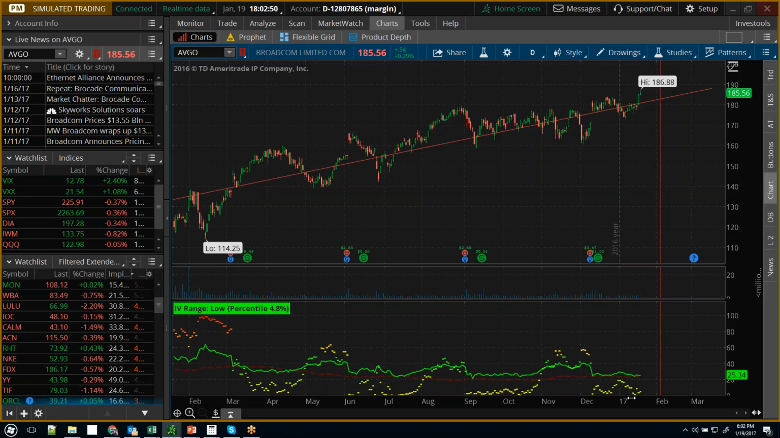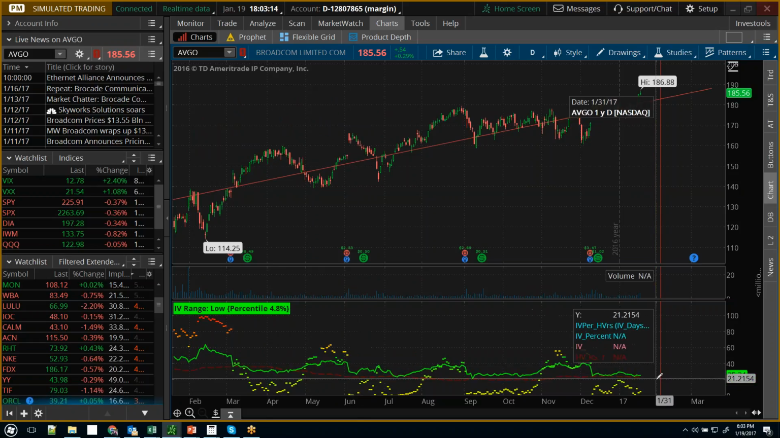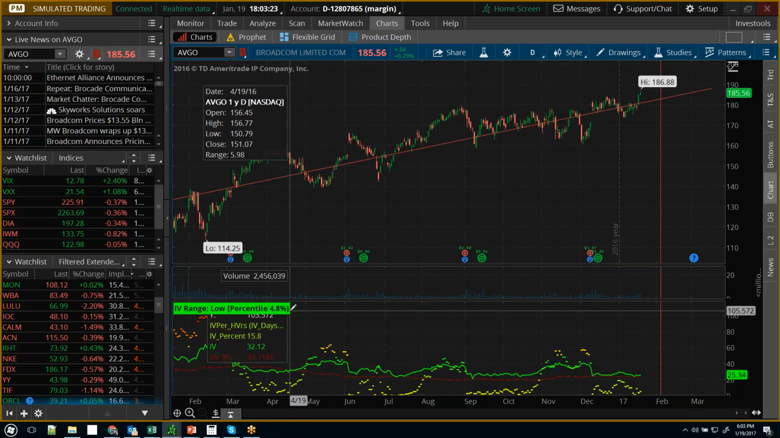So, one of the things that we can use, knowing that, is: how can we use that to understand what could possibly happen on implied volatility? One of the things that I do is I have a little indicator that basically looks back across the last 400 days of trading, takes samples of implied volatility, and figures out what percentile rank the current implied volatility is. So at this point, I am at the 4.8th percentile.